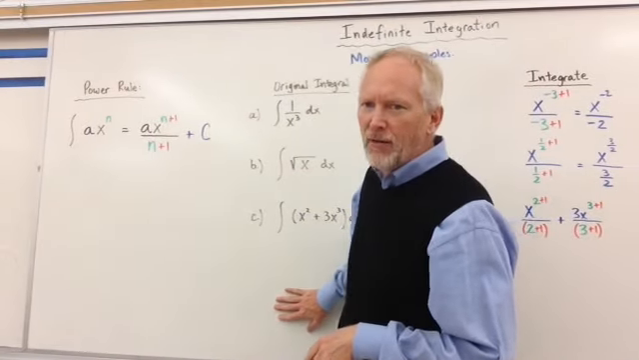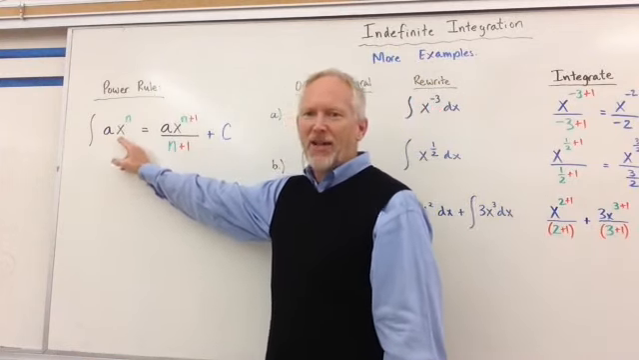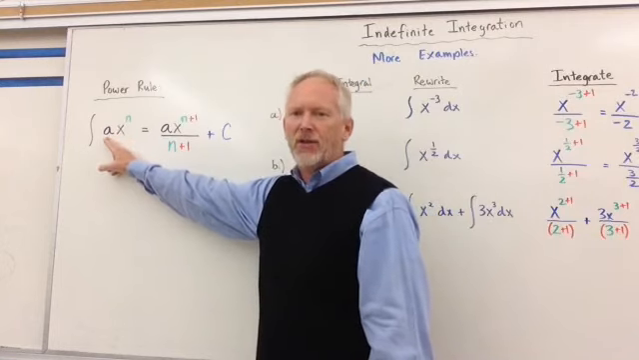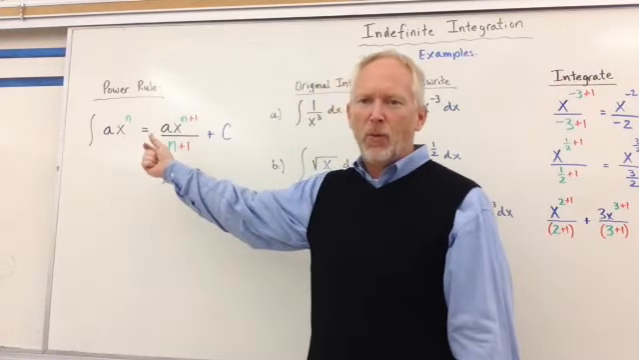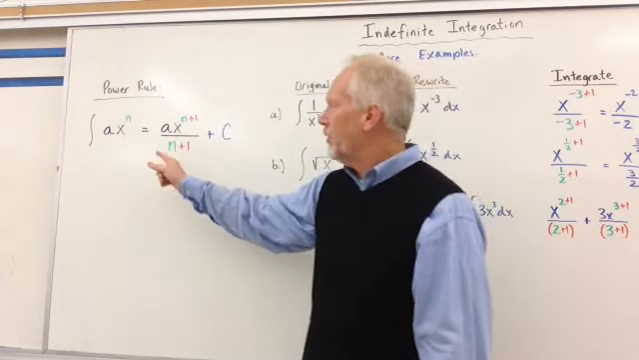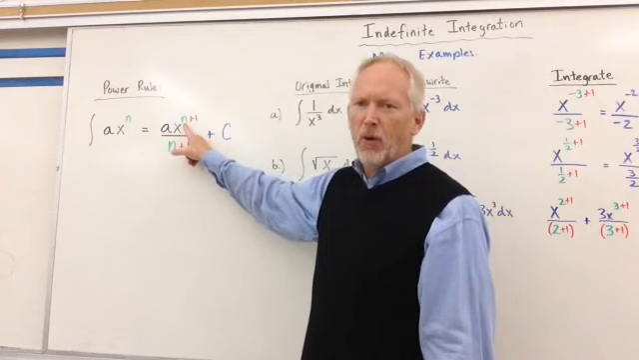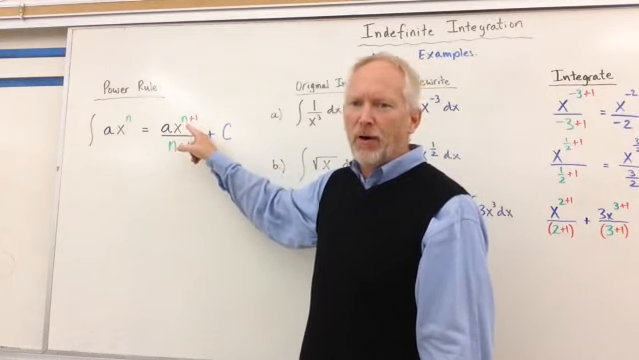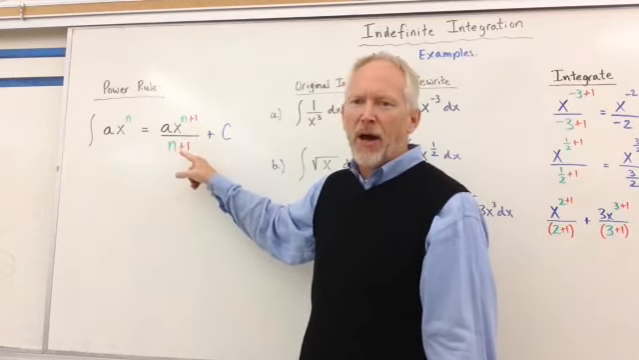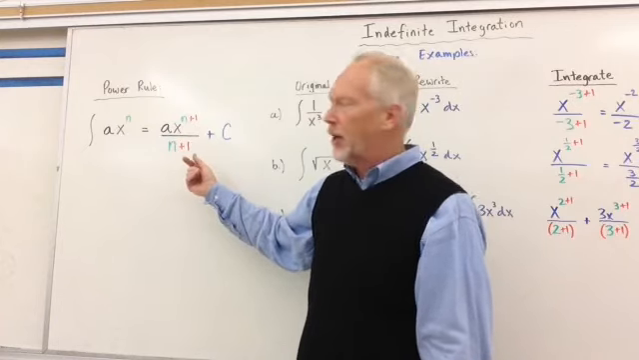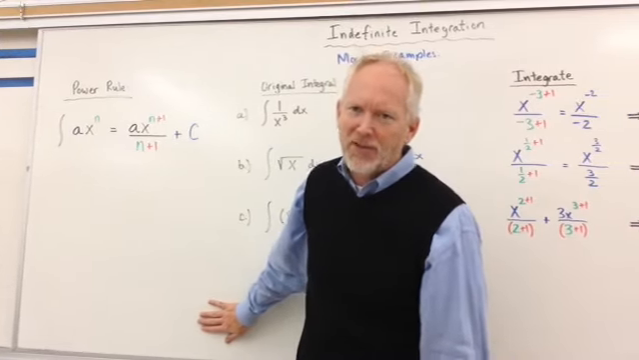Here's the power rule once again for integration or antiderivative. The integral of some constant a times x to some nth power. If we want to integrate that, or find the antiderivative of it, what we'll do is a will stay by itself, and for x to the nth power, we will add 1 to the exponent, and we will divide everything by that n plus 1. Then we will tack on a plus c. So let's look at some applications of this and some example problems.